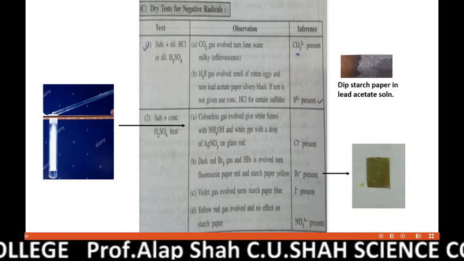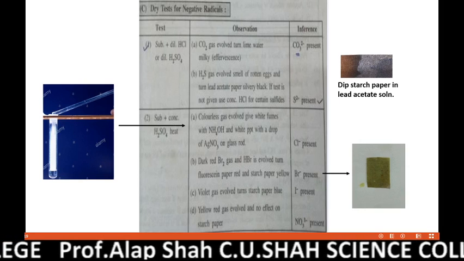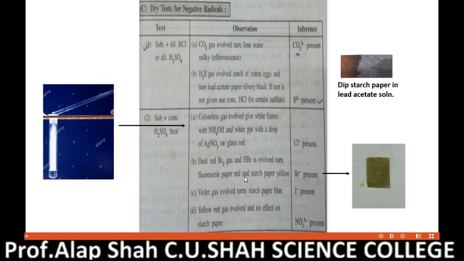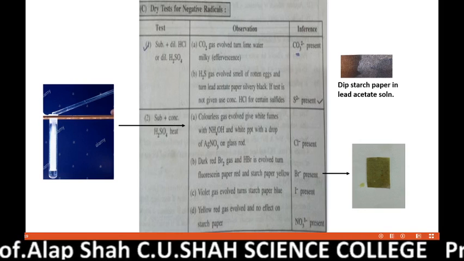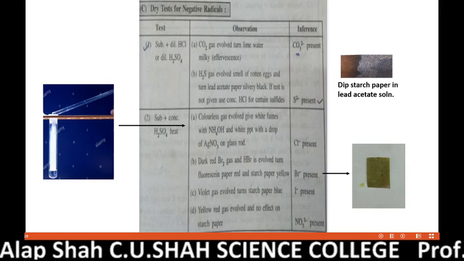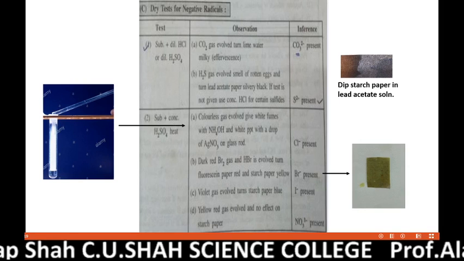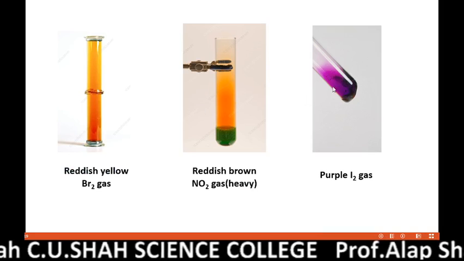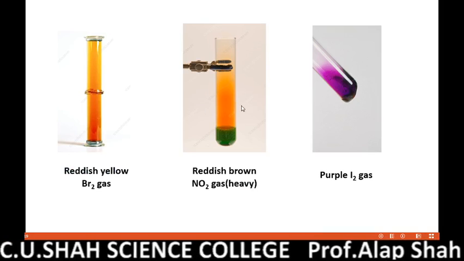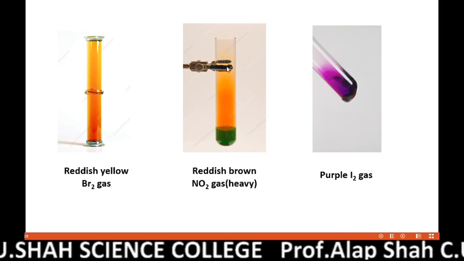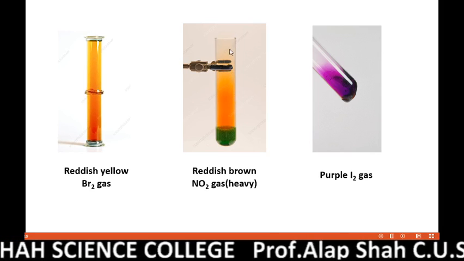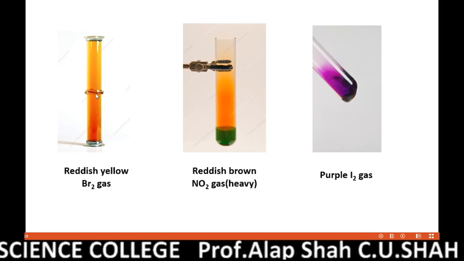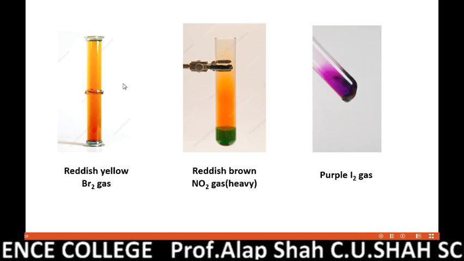So this is the test you should remember. Many times teachers ask in the viva, how would you distinguish between Br minus and NO3 minus? Br minus turns wet starch paper yellow, while there is no impact by NO3 minus. In this figure, this is the purple color I2 gas. See, this is the nitrate. As I said, it is a heavy gas, so it does not immediately come out from the test tube. And here you can see that Br minus occupies the whole container. This will turn the wet starch paper yellow. This won't.